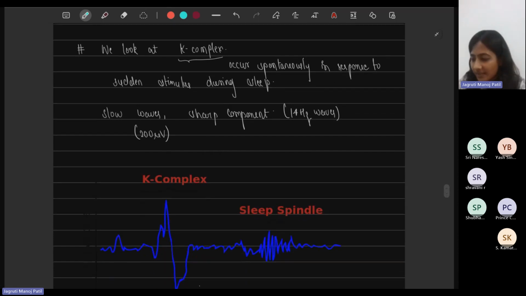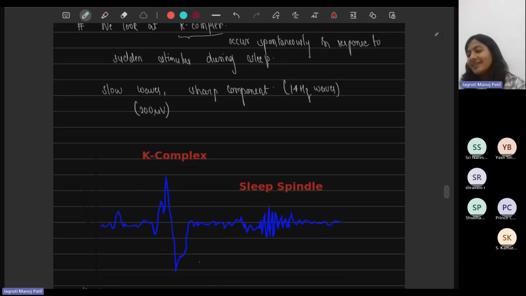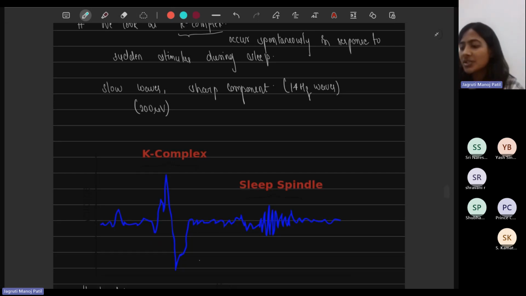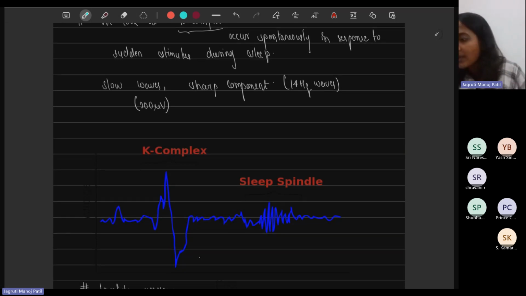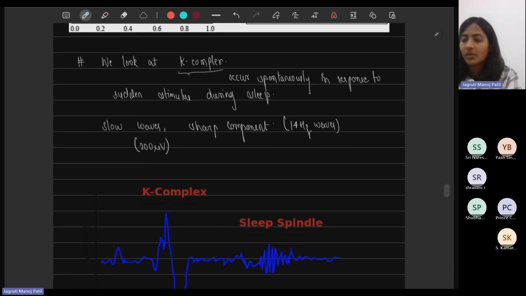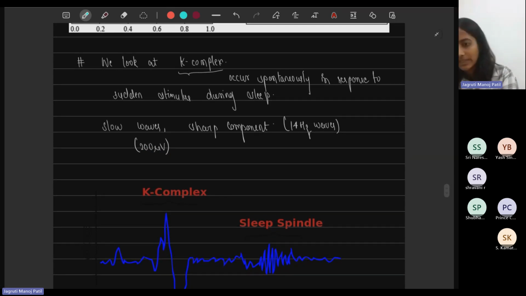So the K complex, if you see here, it's not actually looking like a K, is something that occurs when you give a stimulus to a person who is sleeping. It comes before a sleep spindle or after it, and refers to a stage where a person is in a state of mind where he's active and not active, between consciousness and unconsciousness. So that's a K complex. It's a very slow wave, but a very sharp one. It has a 14 hertz frequency, and its amplitude is around 200 microvolts. It occurs spontaneously, but also in response to a sudden stimulus when a person is sleeping.